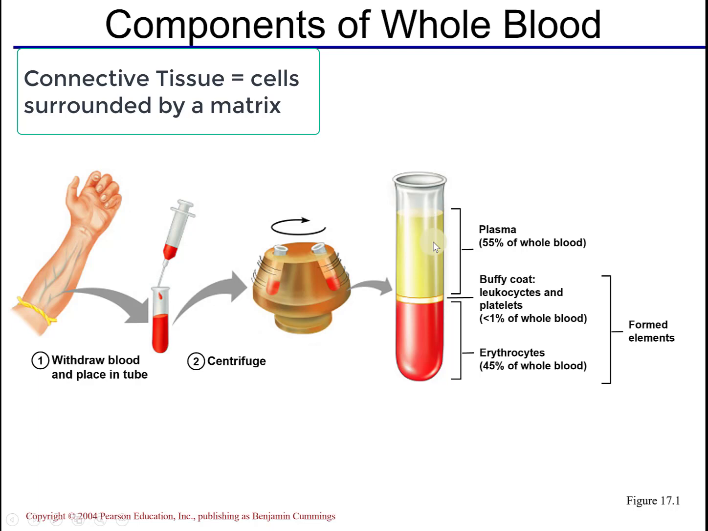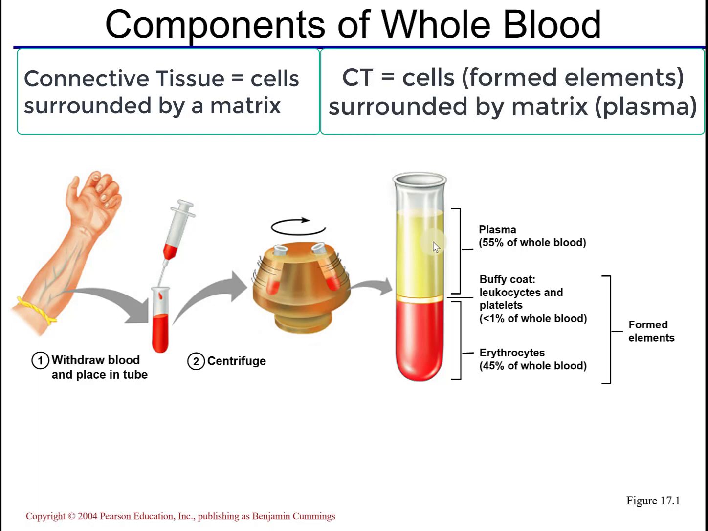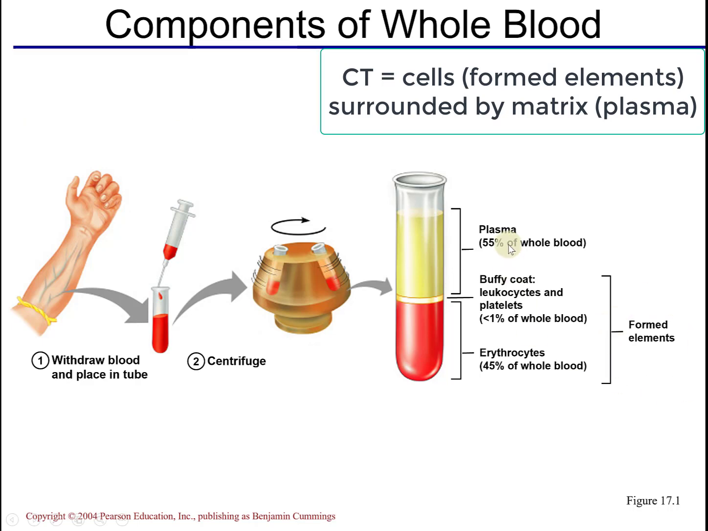So again, blood is connective tissue. It consists of cells, the formed elements, surrounded by the matrix, plasma. It just happens that the plasma is fluid.